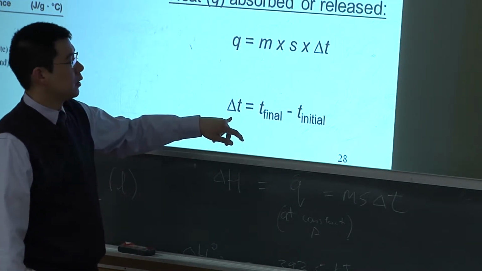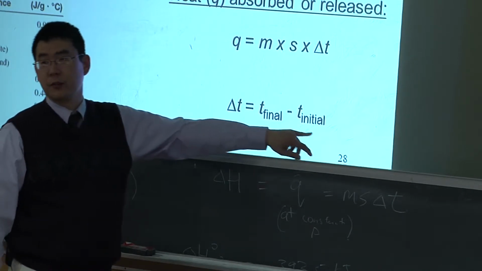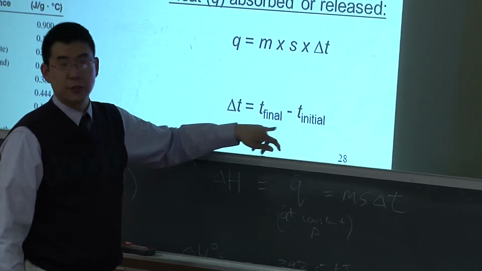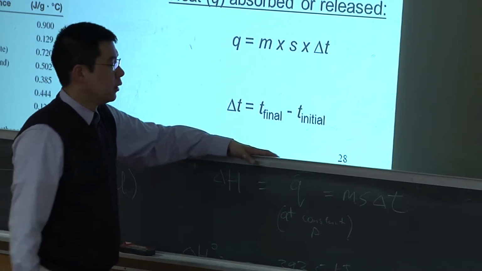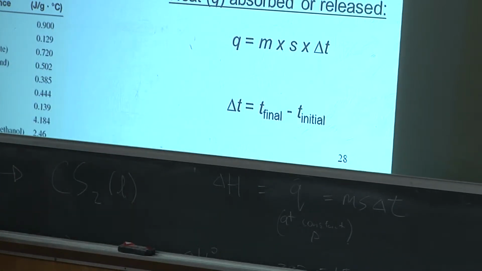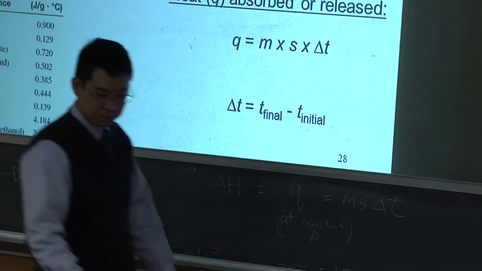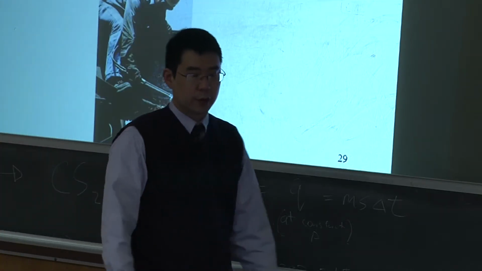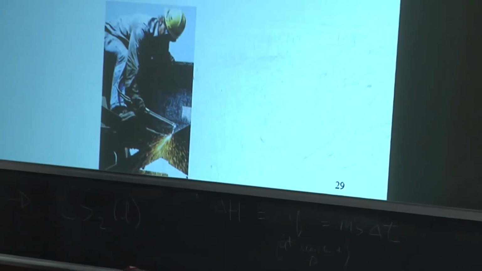So the delta T, remember, is always final minus initial. Keep this in your mind, because in thermochemistry you have to keep track of the sign, right? The sign tells you whether heat's going in or heat's going out. It makes a big difference.